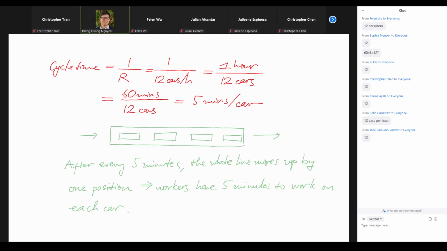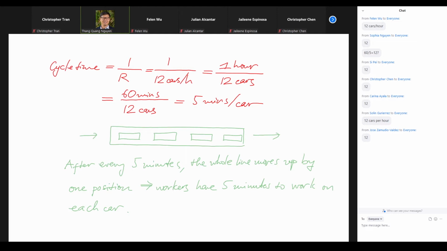And after 5 minutes, the car will move to the next station, and then the next car will show up in front of you, and then you start working on the next car, right? So that's the concept that we understand the cycle time: how much time the unit stays at each of the stations for the workers to work on.